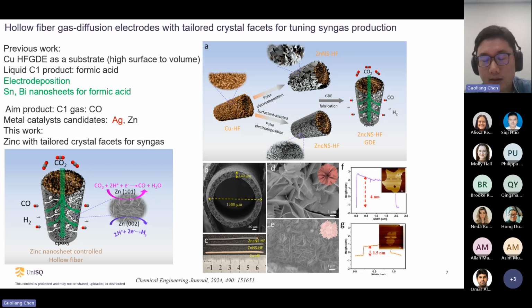We found that the cationic surfactant CTAB, when we introduce it in the deposition process, regulates the nucleation and crystal growth of zinc, and also lowers the surface free energy of the different zinc crystal phases. Here it lowers the surface free energy of zinc 101, favoring the growth of zinc 101. Here we can see that if we add CTAB, we get a small morphology of zinc nanosheets.